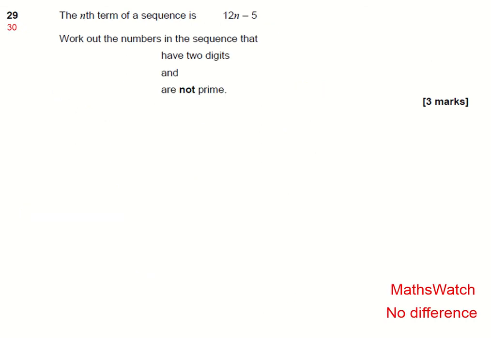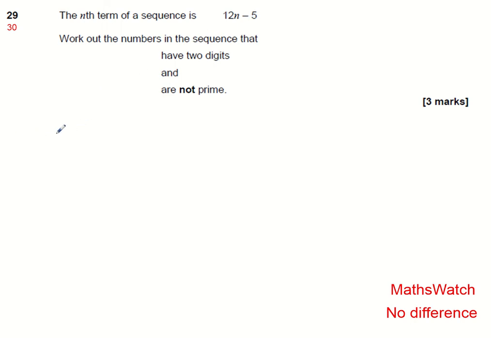Question 29. The nth term of a sequence is 12n minus 5. Work out the numbers in the sequence that have 2 digits and are not prime. Right, the nth term of a sequence is 12n minus 5, means that we are substituting the numbers 1, 2, 3, 4, 5 and so on to get those numbers in the sequence.